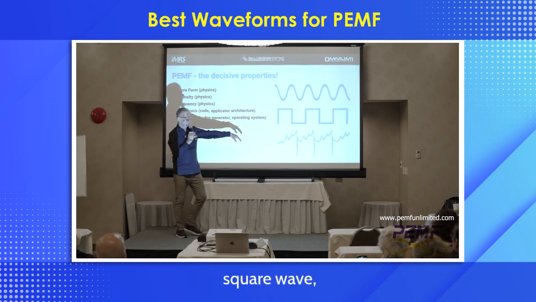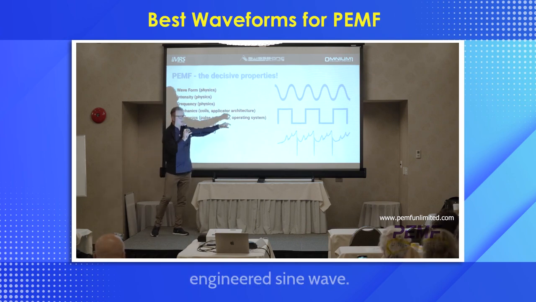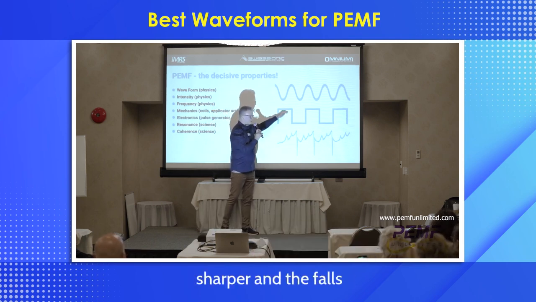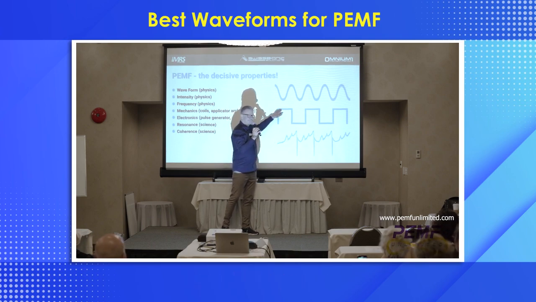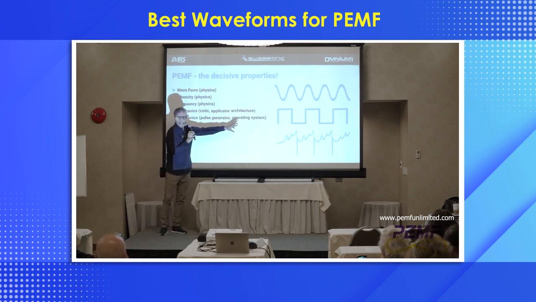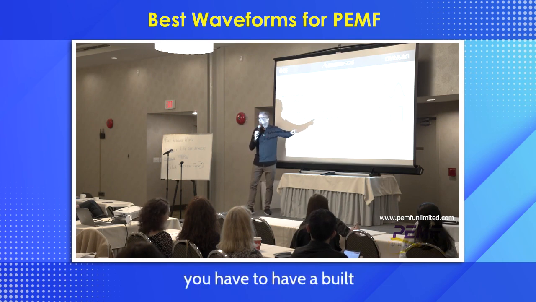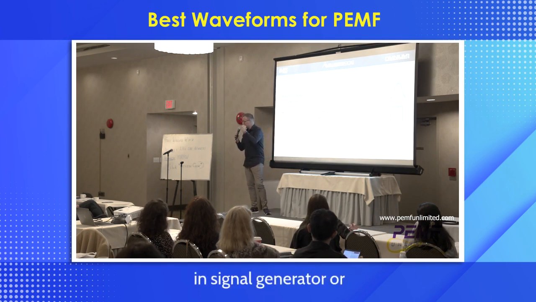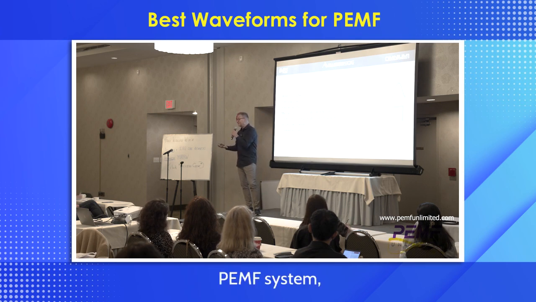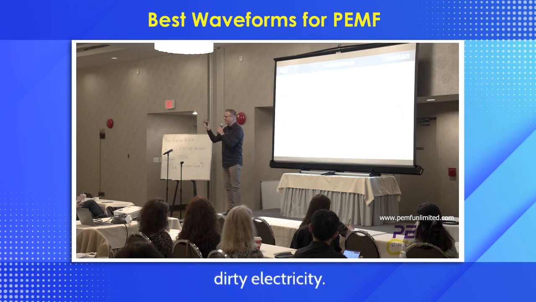And then you have the square wave, which is an engineered sine wave. We just make the flanks a little bit sharper, the rise and the fall, and the peaks a little bit longer, you know? And by the way, in order to create such a waveform, which we also have to do when we expose a PEMF field, you have to have a built-in signal generator or pulse generator. If you don't have this built into a PEMF system, the PEMF system automatically delivers dirty electricity.